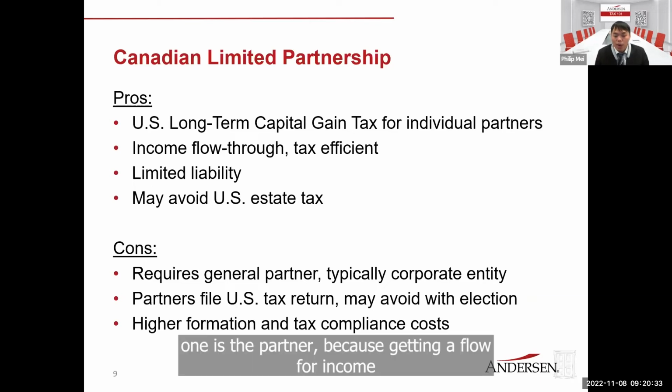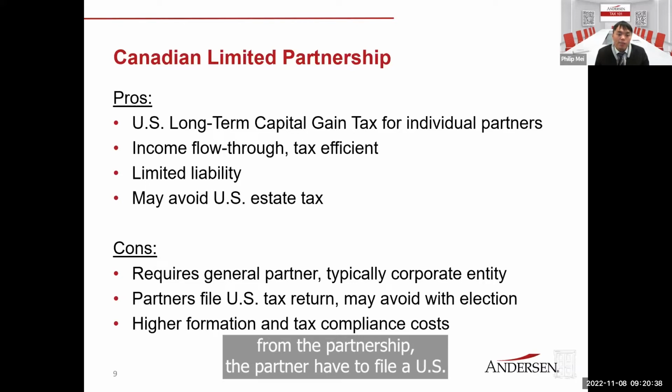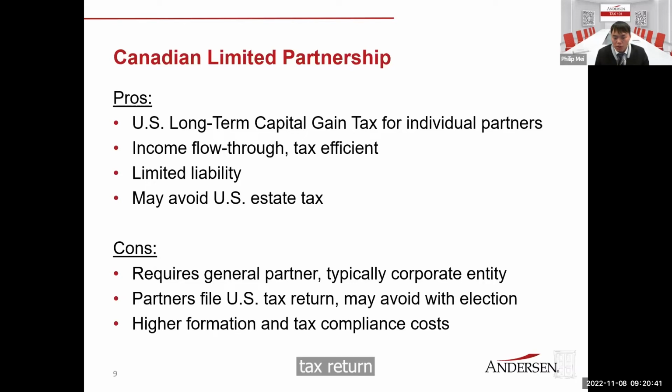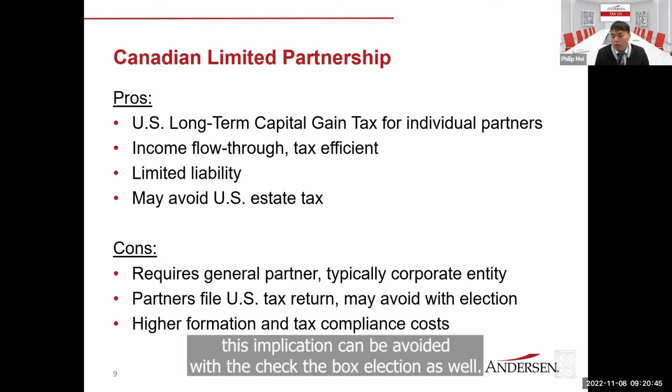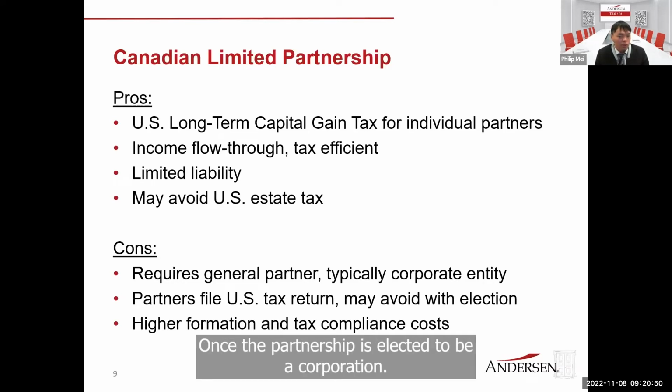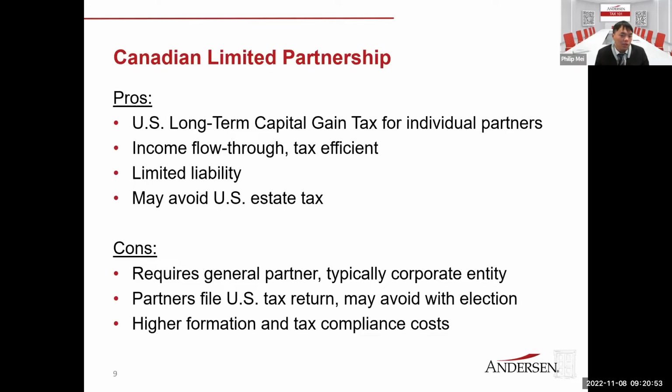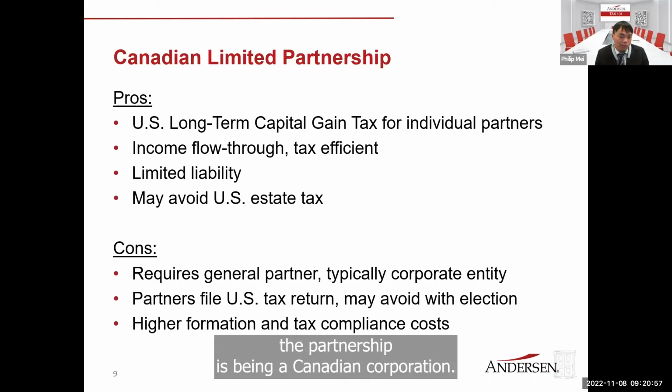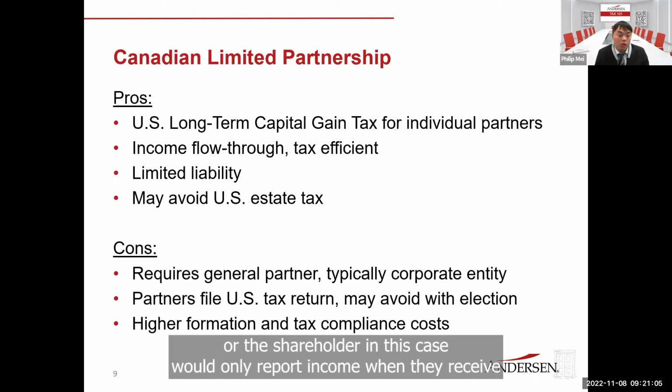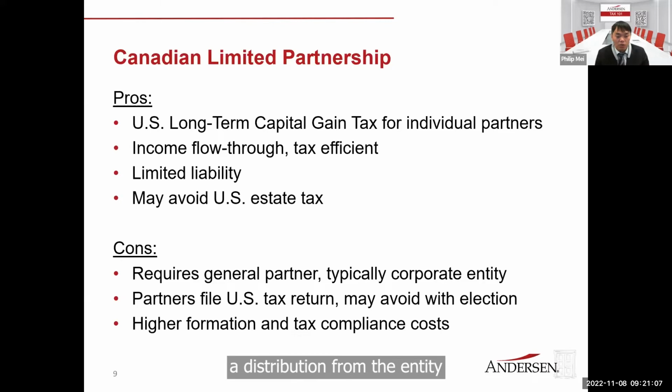The other side of the coin is the partner, because of getting flow-through income from the partnership, has to file a US tax return on an annual basis, assuming there is income. This implication can be avoided with the check the box election as well. Once the partnership is elected to be a corporation, it's essentially the same as if the partnership were a Canadian corporation. So the corporation pays tax, and the partner, or the shareholder in this case, would only report income when they receive a distribution from the entity.